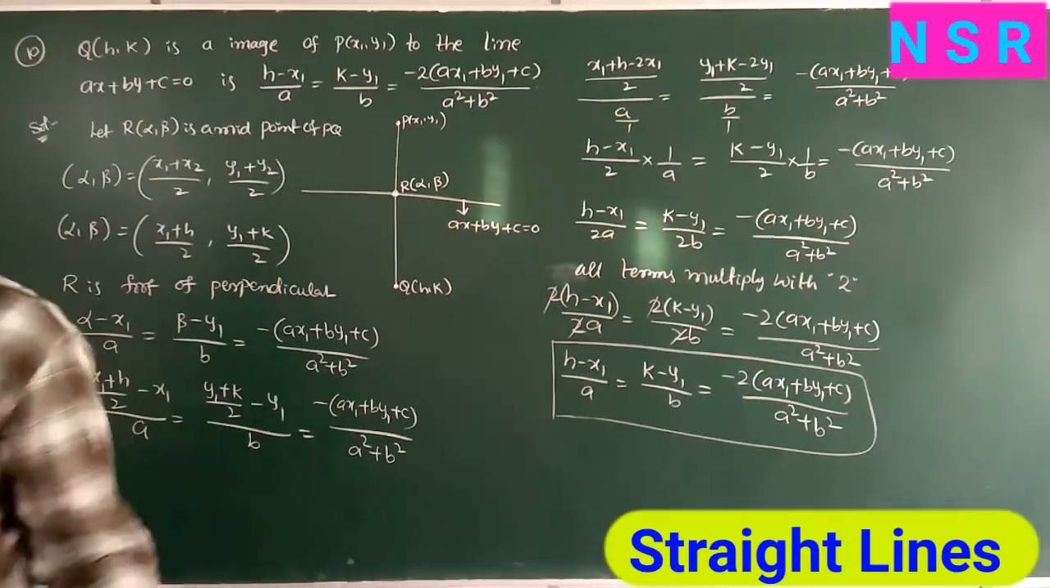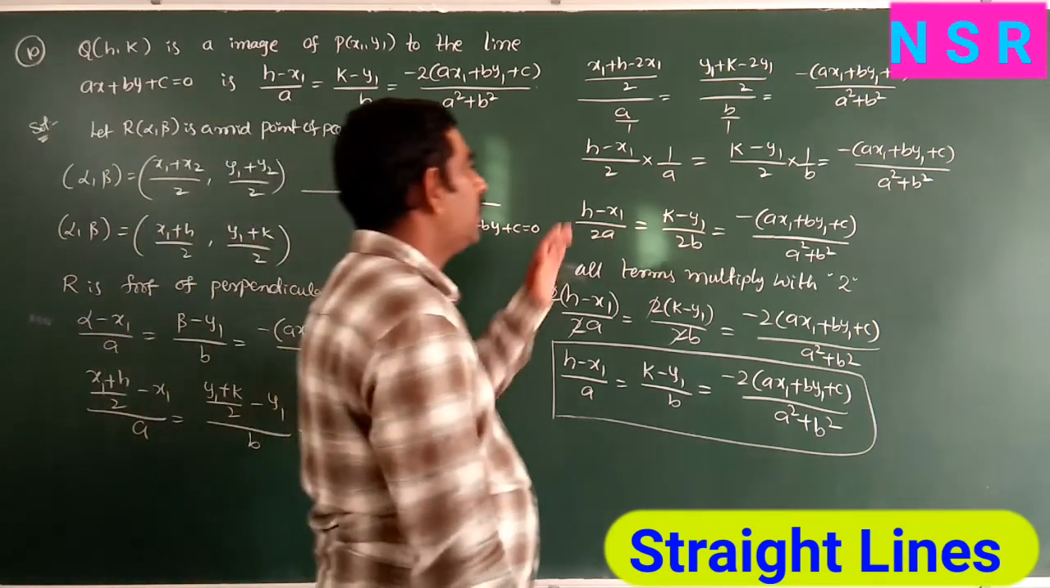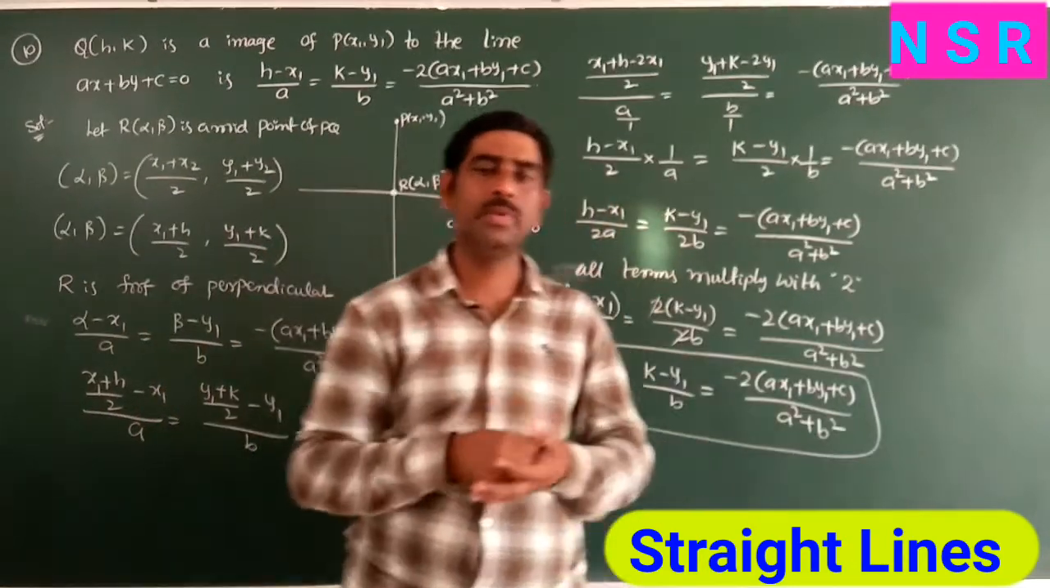So in this image formula, you are using the foot of perpendicular. Here R is the foot of perpendicular and also R is the midpoint of PQ. So in the foot of perpendicular formula, in place of alpha beta substitute the alpha value and beta value, we get the image formula.